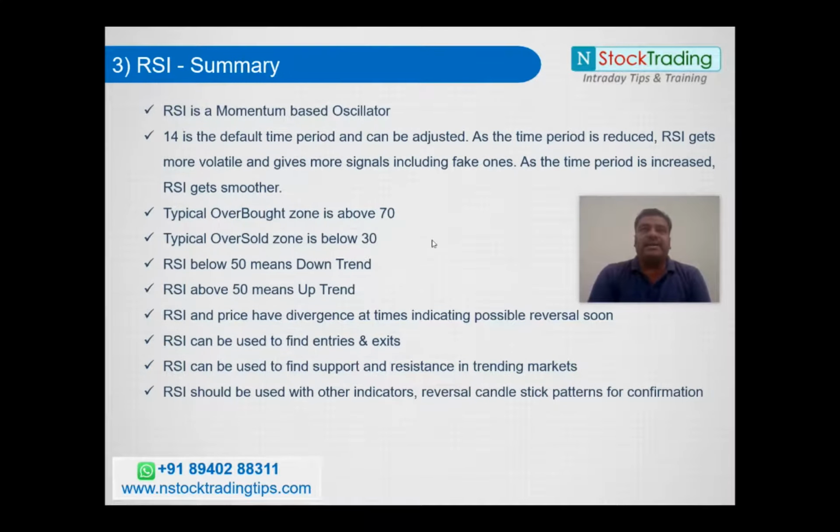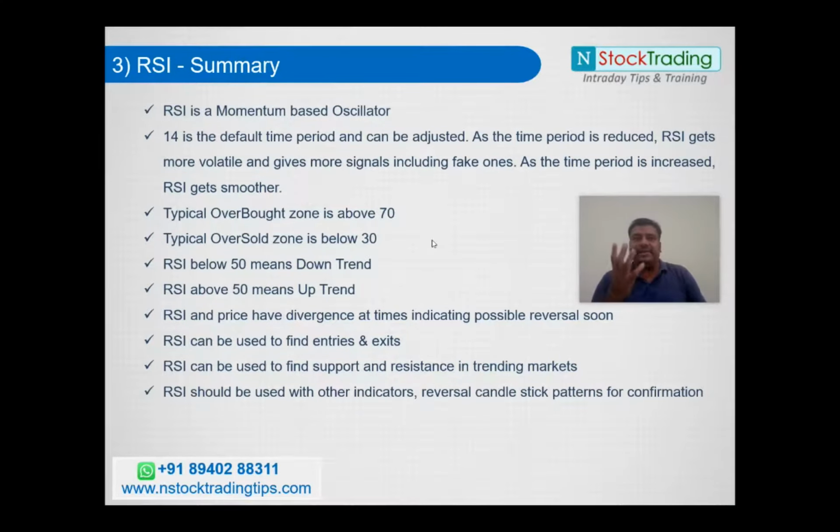See, RSI is a momentum-based oscillator. Oscillator means it sticks to the 0 to 100. It moves only between this zone. And by default, we get 14 as a time period. If the look-back period or the time period is reduced, RSI gets more volatile and gives a lot of signals. Some of them are fakes also because it's a very short period. And if the time period is increased, RSI gets smoother, that's why we are going for RSI 250 for the long term, where we get a smooth signal and when we get the crossover.